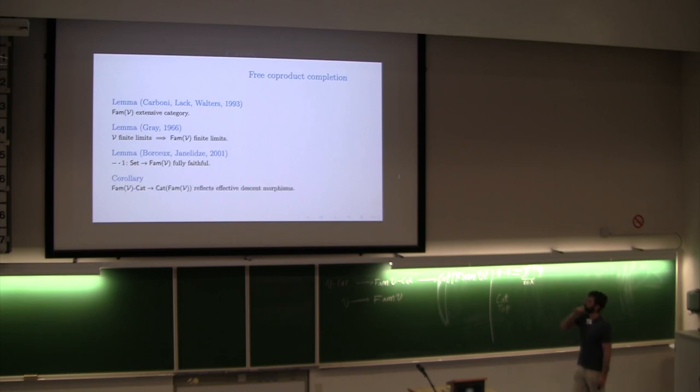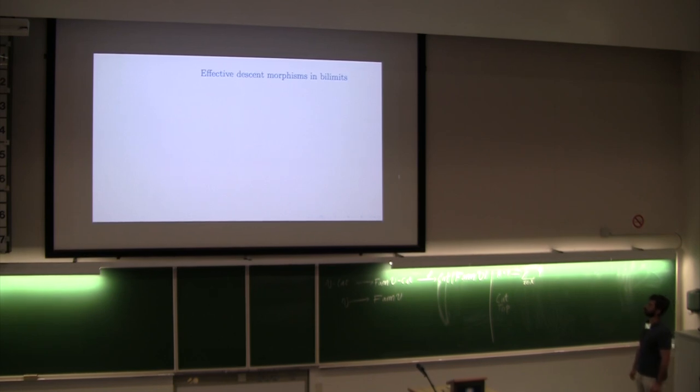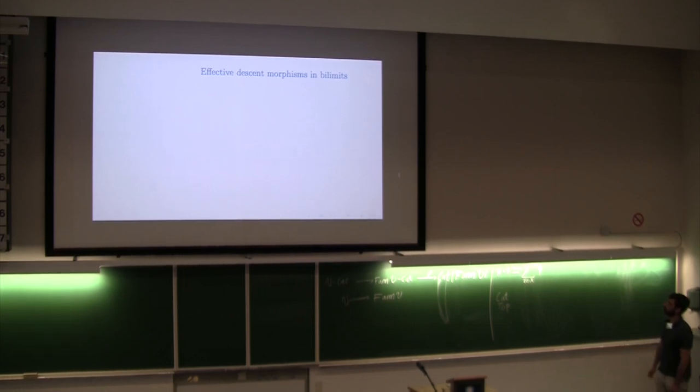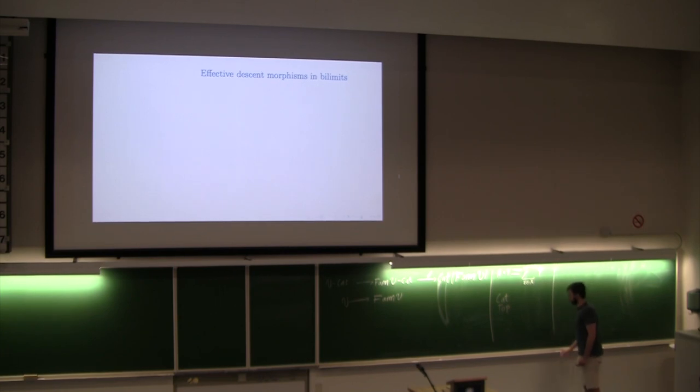So Fam V is a pseudo... and it has finite limits, and this functor does reflect effective descent morphisms. Okay? And what was next? Ah, yes. Now we need to prove that the last functor also reflects effective descent morphisms. So we begin by recording the following result of Lucatelli Nunes.